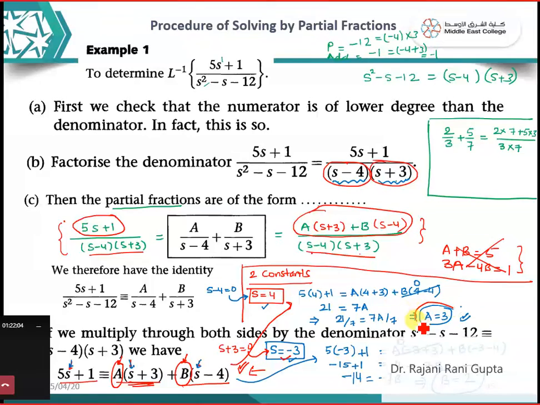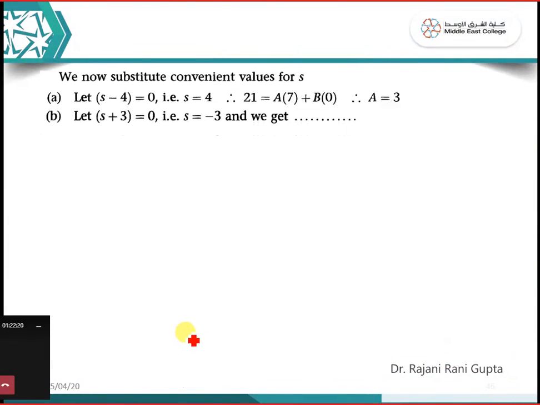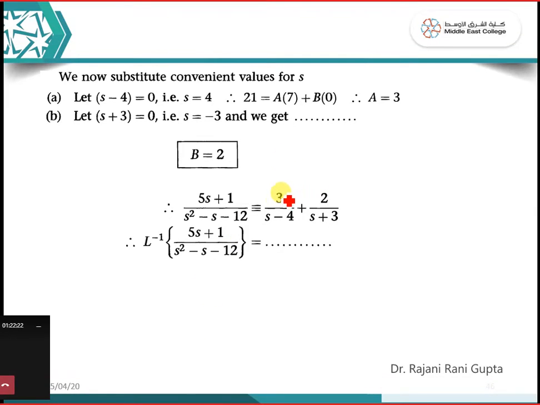We got the value of a, we got the value of b. Now we have to substitute these values of a and b at the very first place where we introduced a and b, here and here, not at this place, neither at this place. So once we do the calculation, we get 3 over s minus 4, 2 over s minus 3, because the value of a is 3 and b is 2.